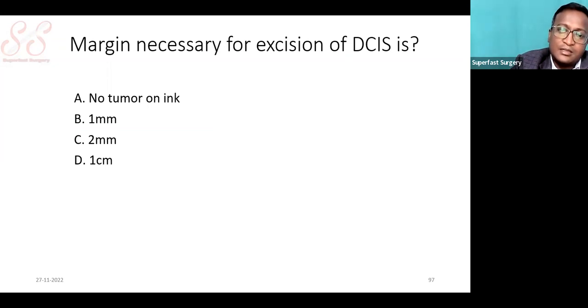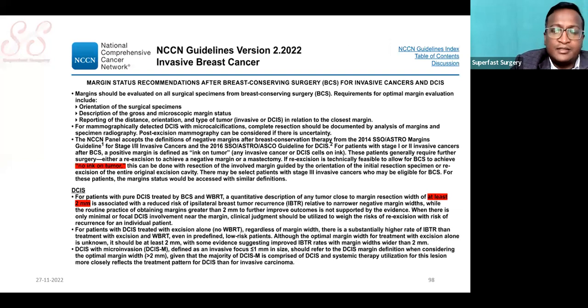This is what NCCN says, that in invasive cancer it is no ink on tumor, but for DCIS it should be at least 2 mm. The reason is that DCIS is mostly associated with diffuse microcalcification, and we may not be able to palpate it, okay?